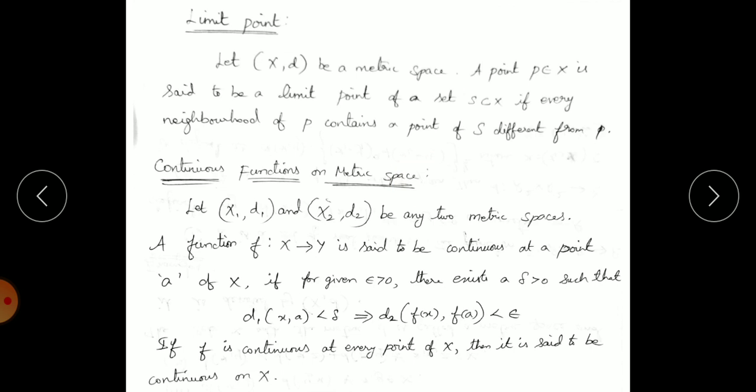Now, continuous function on metric space. Let (X1, d1) and (X2, d2) be any two metric spaces. A function f from X1 to X2 is said to be continuous at a point a of X1 if for every epsilon greater than 0 there exists a delta such that d1(x, a) less than delta implies d2(f(x), f(a)) less than epsilon. If it satisfies this condition at every point of X1, then f is continuous on X1.